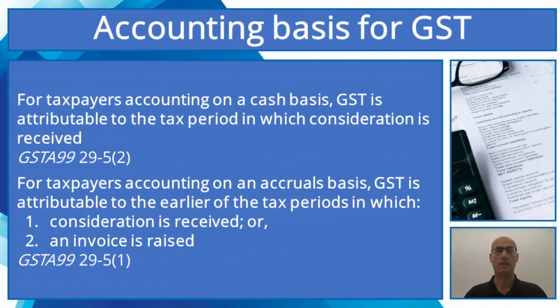Turning now to the method in which a particular taxpayer accounts for GST. These rules kind of mirror the income tax rules in that small entities can use a cash basis for accounting for income tax, but also for GST as well. In situations where a smaller taxpayer uses a cash basis, GST becomes payable when the amount is received. Now, this is not the case for accruals-based taxpayers. In that situation, it is the earlier of when the amount is received, or the consideration is received, and when the invoice is issued.